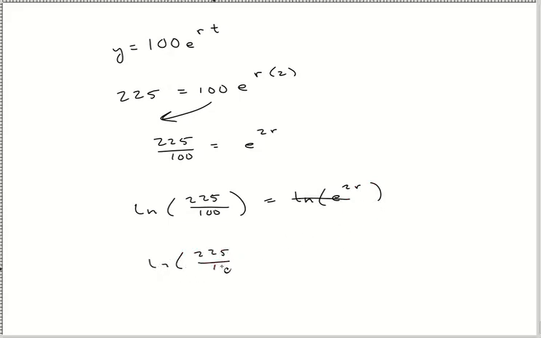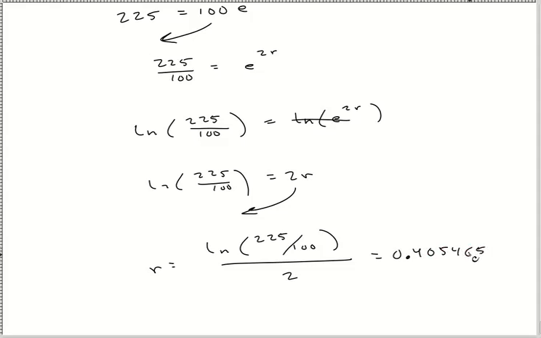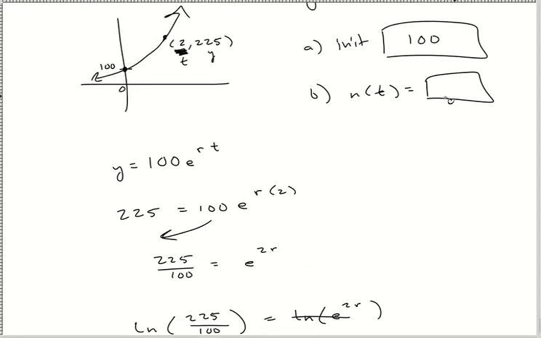So what I'm going to do now is divide by that 2 to the other side. So my rate is equal to ln of 225 over 100, and then all divided by the 2, which you go to the calculator, and I got 0.405465. Okay. Now, I don't want to box that in because they're not actually asking for that. That's just my rate. Thankfully, we got the rate. But they're really wanting the whole formula.